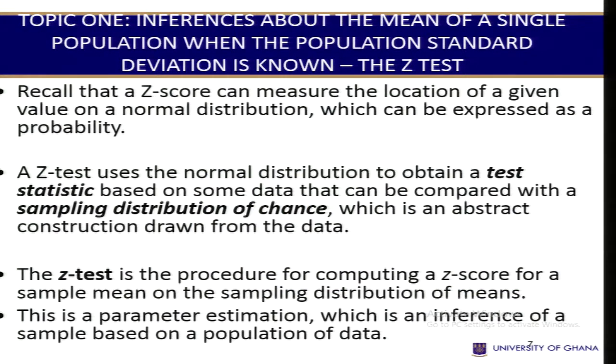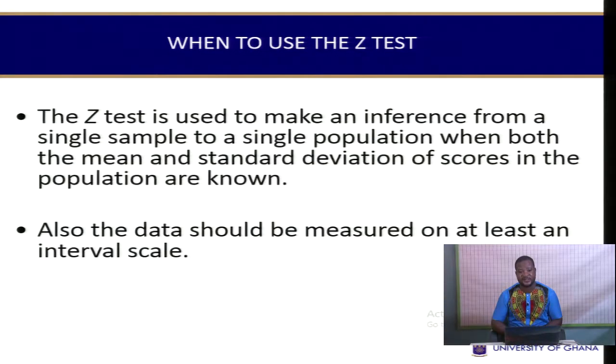So the Z-test is the procedure for computing the Z-scores for a sample mean on the sampling distribution of means, and this is a parametric test. So by it being a parametric test, it means that the dependent variable, or the DV, should be measured on at least the interval scale. So the Z-test is used to make an inference from a single sample to a single population when both the mean and standard deviation of scores in the population are known. And as I said, the DV should also be measured on the interval scale. So these two things have to be satisfied for us to use the Z-test. They have to be met before we can use the Z-test.